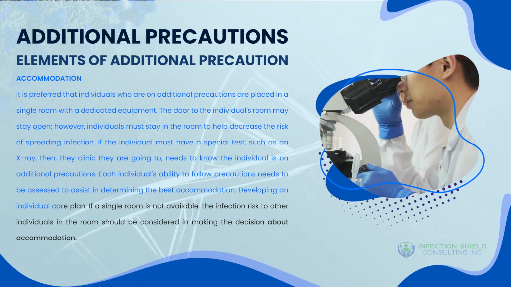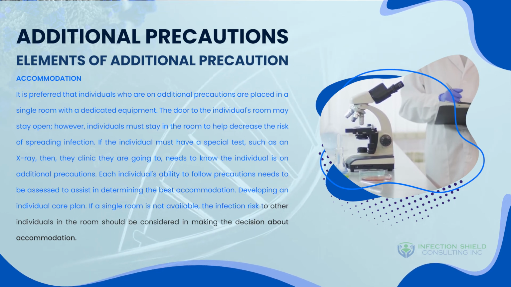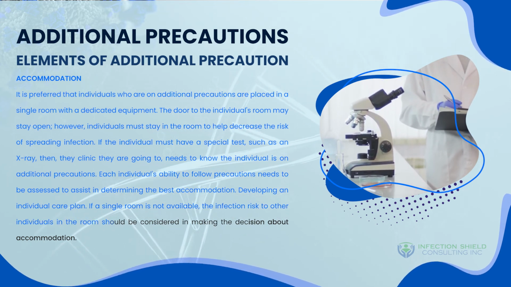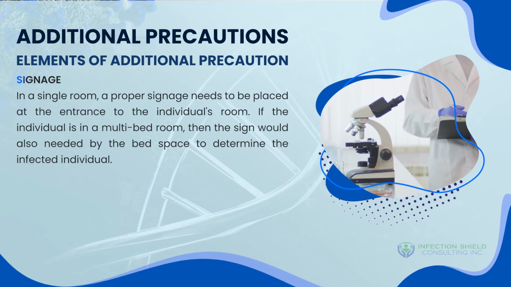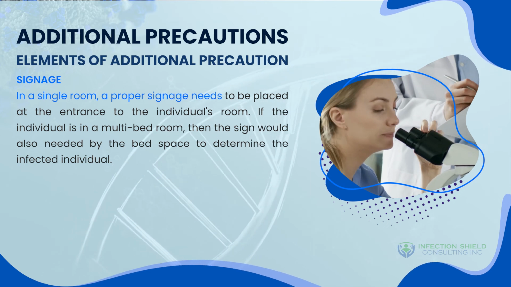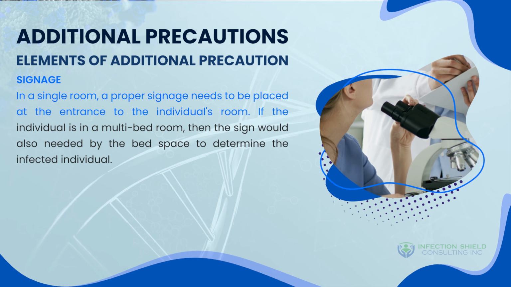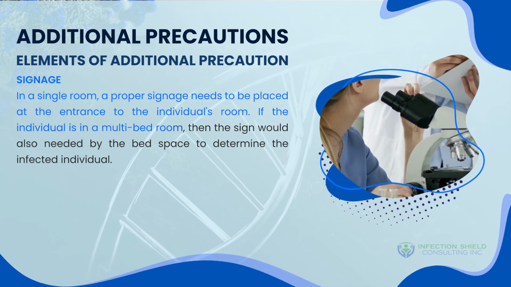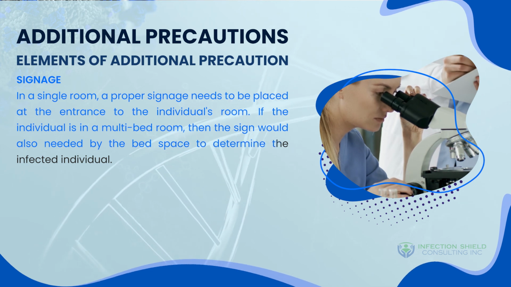Developing an individual care plan. If a single room is not available, the infection risk to other individuals in the room should be considered in making the decision about accommodation. Signage. In a single room, a proper signage needs to be placed at the entrance to the individual's room. If the individual is in a multi-bed room, then the sign would also be needed by the bed space to determine the infected individual.